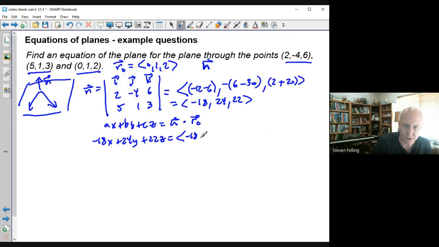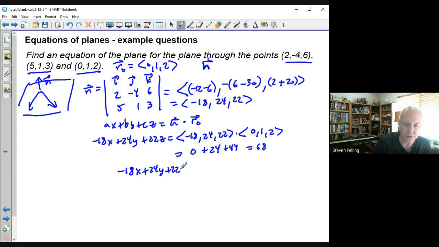Unfortunately, I picked a kind of a bad direction because I've got a lot of big numbers here. I've got to do the dot product now of this with 0, 1, 2. Okay, so that's going to be 0 times -18, which is 0, plus 1 times 24, plus 2 times 22 is 44. So that would be 68, is that right? Right, so -18x plus 24y plus 22z equals 68.